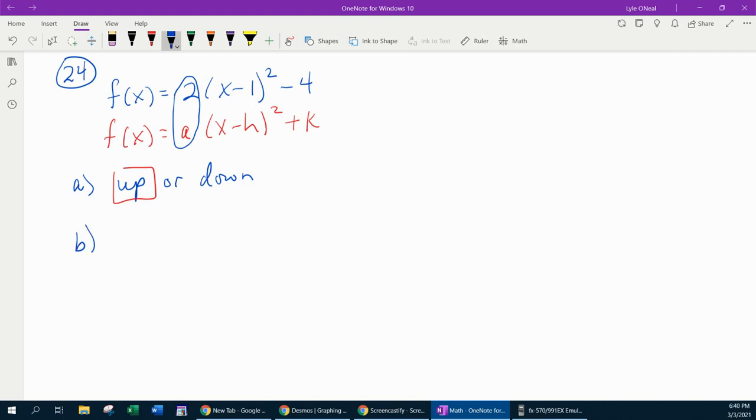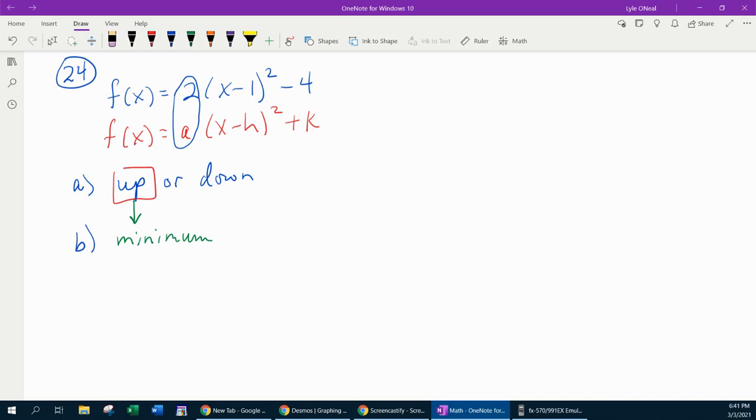Next, easiest thing to do, once you've determined whether it opens up or down, is to determine whether it's going to have a minimum or a maximum value. So if your parabola opens up, you're going to have a minimum. If your parabola opens down, then you have a maximum. And let me see if I can make that make sense. If your parabola opens up, like so, then the vertex, which is the center point, will be your lowest point on the graph, which means it will be the minimum value.